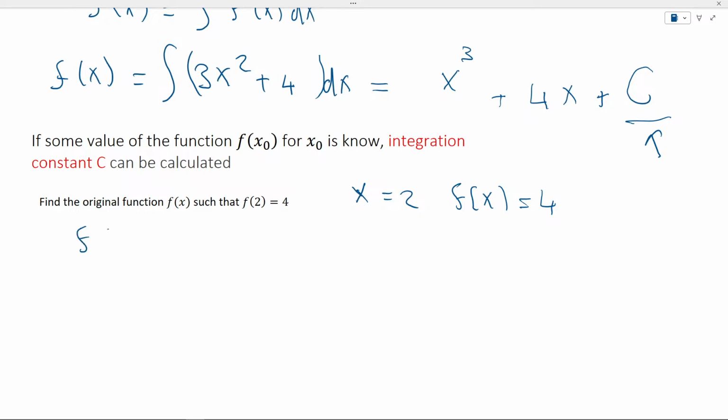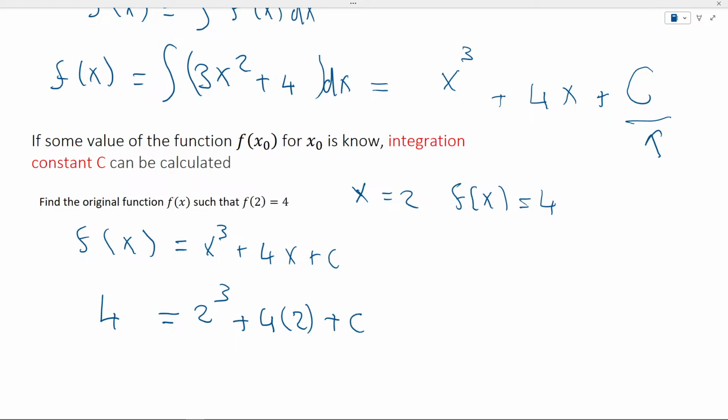So that's our function f of x, x cubed plus 4x plus this constant. Now let's apply the additional information. So here that's equal to 4 at x equal to 2. So here, 2 to the power of 3 plus 4 times 2 plus c, that would be equal to 4. That's 8 plus 8 plus c. So this will give us c is equal to minus 12.